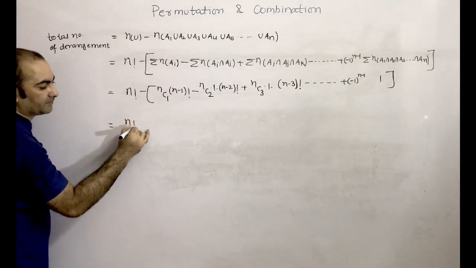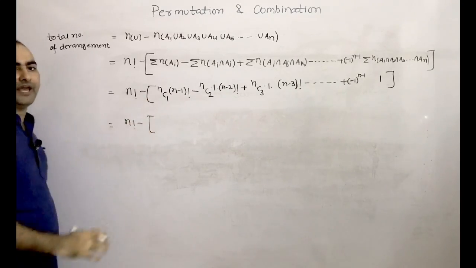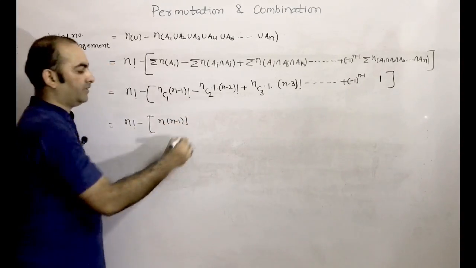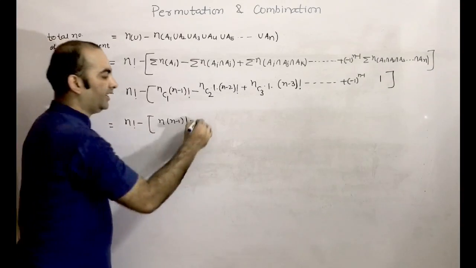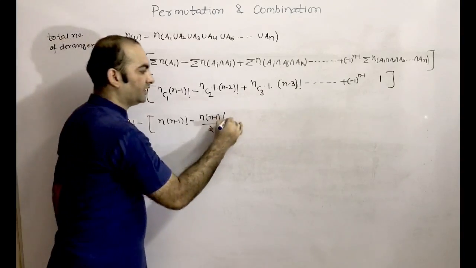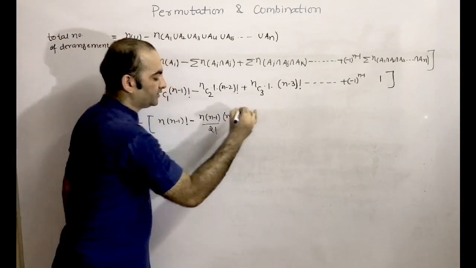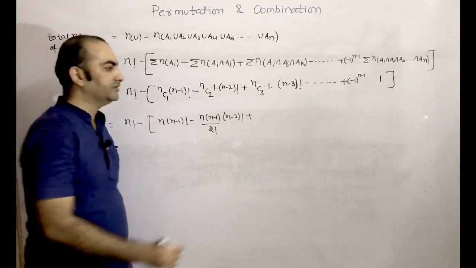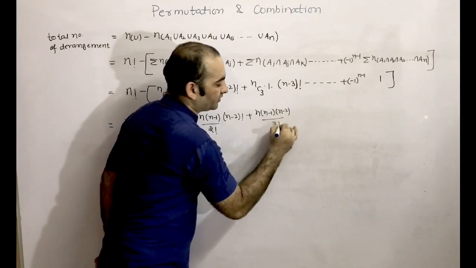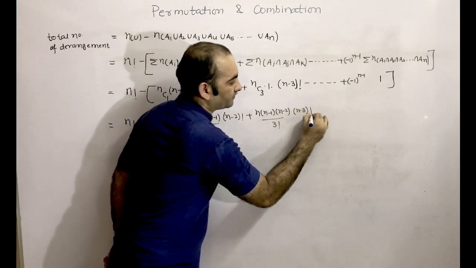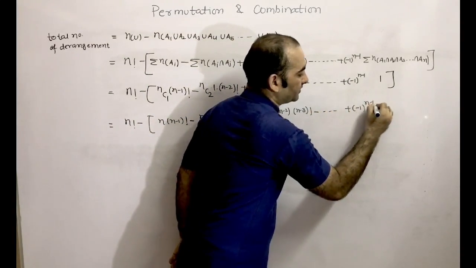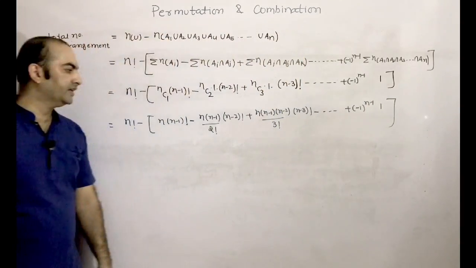Now this is n factorial minus nC1, which is n, so n into n minus 1 factorial, minus nC2, which we can write as n into n minus 1 divided by 2 factorial into n minus 2 factorial, plus nC3, which we can write as n into n minus 1 into n minus 2 divided by 3 factorial into n minus 3 factorial, minus and so on, plus or minus (-1) power n minus 1 times 1.